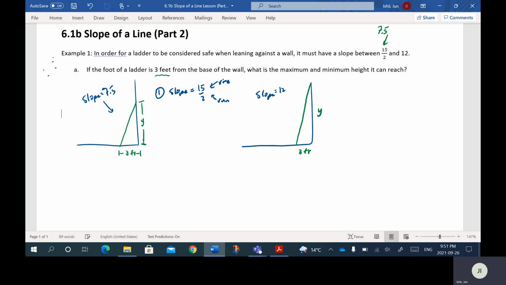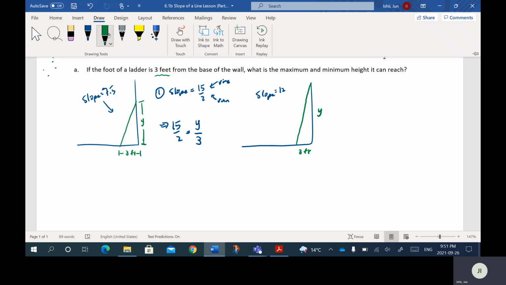To figure out the height y here, what we need to do is set up an equation that has to do with the slope. Slope is 15/2, which is rise over run. So 15/2 is going to equal, in this diagram, the rise is the distance up, so that's y, and the run is the distance across, so I'm going to sub in 3. It's as simple as that. We're going to set up this equation and then solve for y.